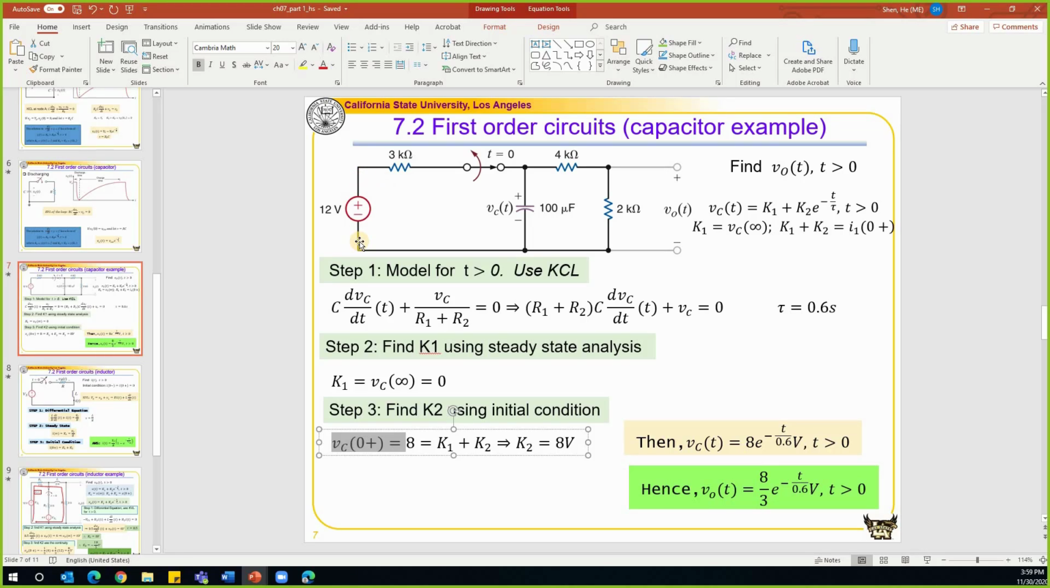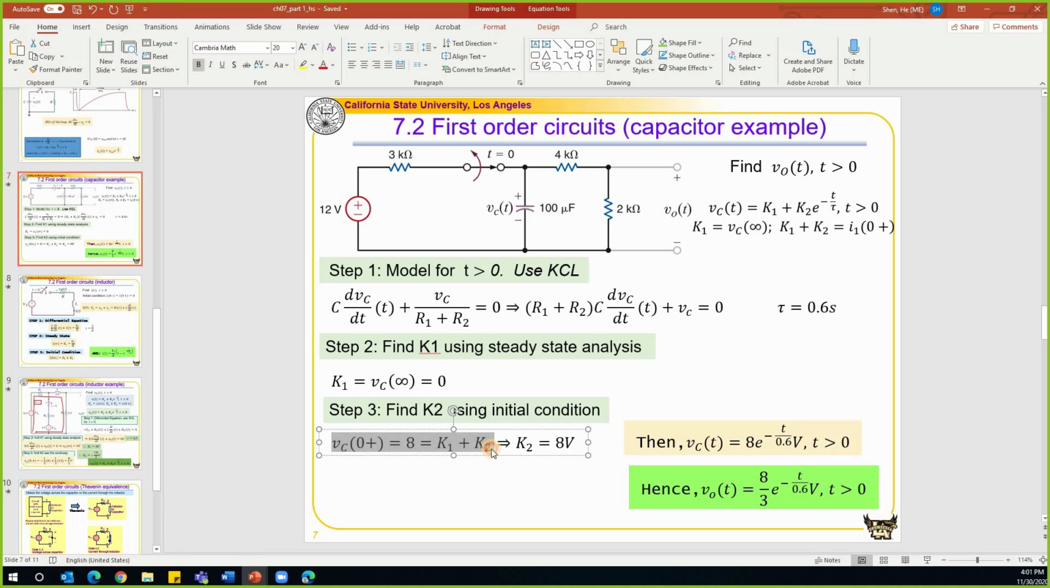The total voltage is equal to 12 volts, and the voltage drop on these two resistors is equal to (4 plus 2) over the total resistance, which is 4 plus 2 plus 3, times 12. The initial condition is equal to K1 plus K2, and with K1 equal to 0, we'll be able to find K2. So after we find K1, K2, and the time constant tau, we'll be able to find the conclusion. That is equal to K1 plus K2 times e to the power of negative t over tau. So this is how we solve this problem.